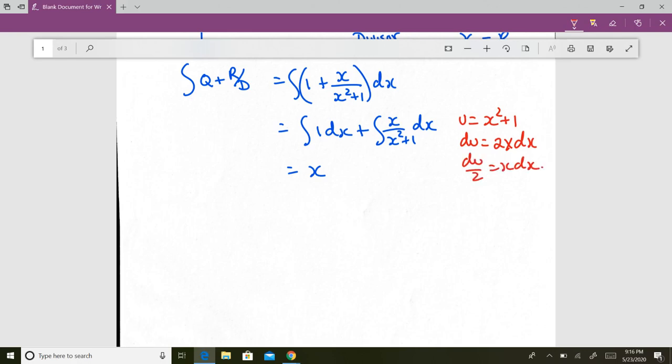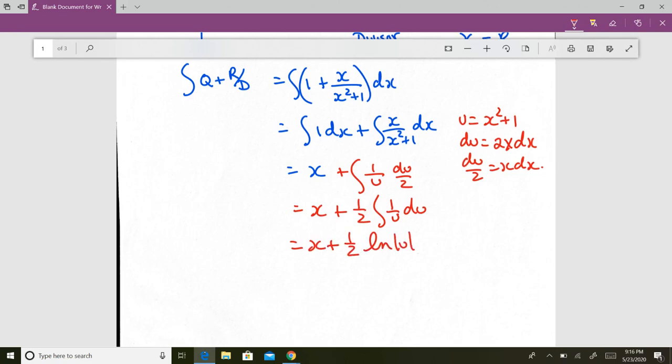and I get that. So the second integral becomes 1 over u du over 2. The 1/2 can come out. X stays the same. So it's this. And that is the logarithm. Hopefully you remember. And what was u? X squared plus 1. There you go.